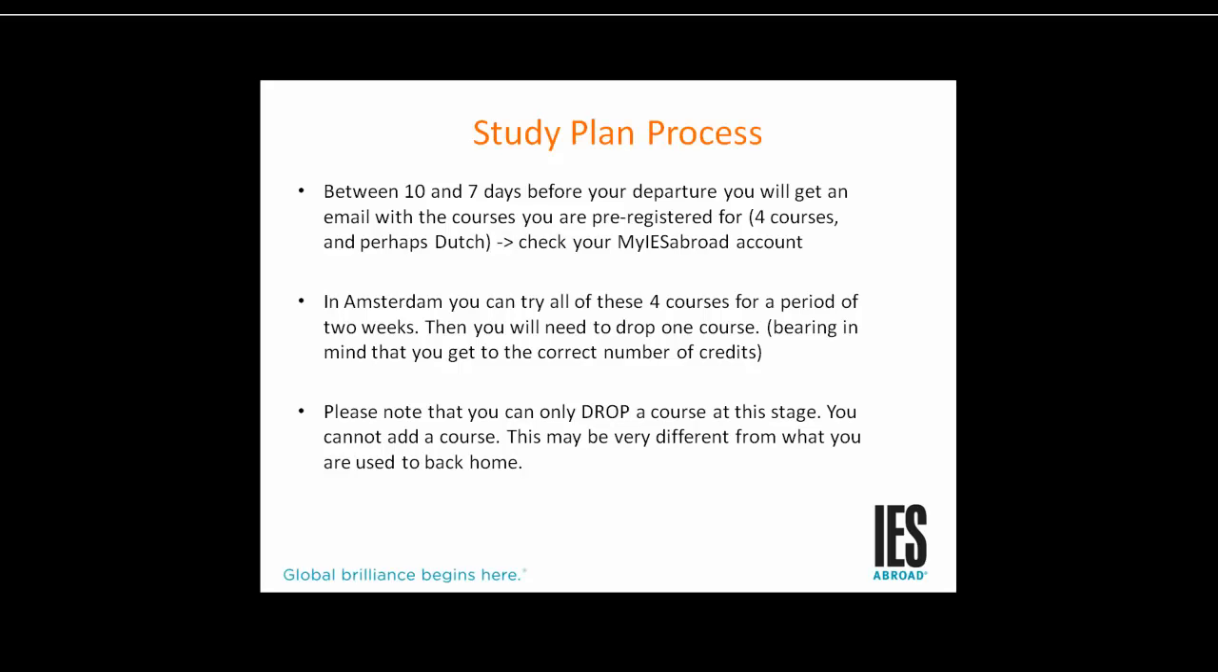Then, once you have arrived in Amsterdam and the semester started, you have 2 weeks in which you can try out all of these 4 courses. And by the end of that period, you will need to drop 1 course. So it gives you the option to go and sit in all of the courses, see which one you prefer. Some might be a little bit different from what you expected based on the course description. So you have a little bit of flexibility there. And in the end, you obviously need to get to the correct number of credits. So once more, be reminded that you can only drop a course at this stage and you cannot add any courses.